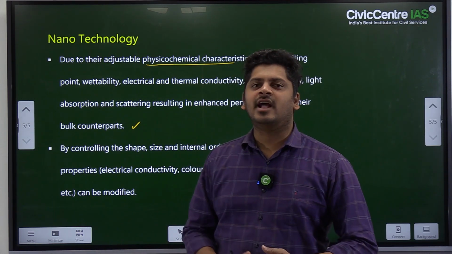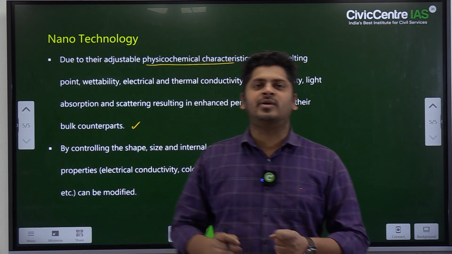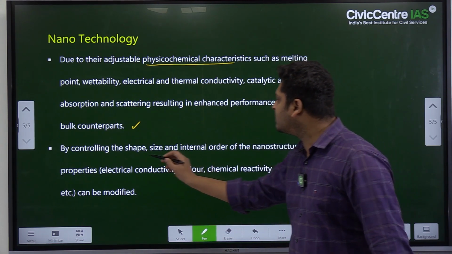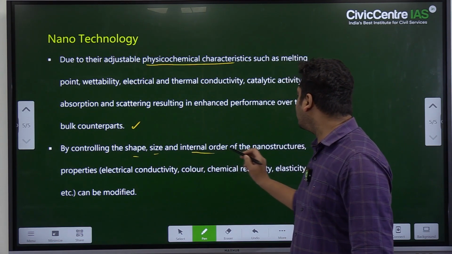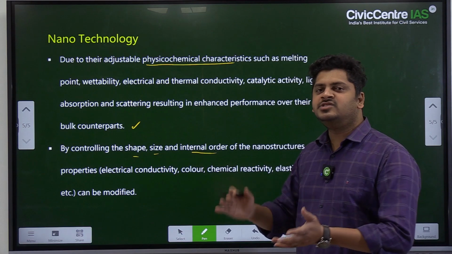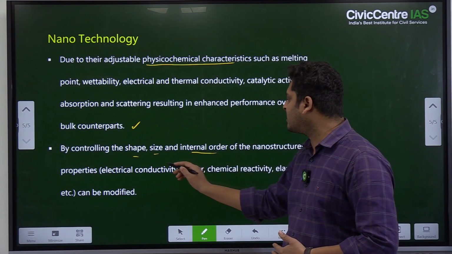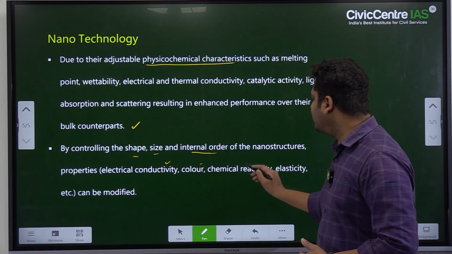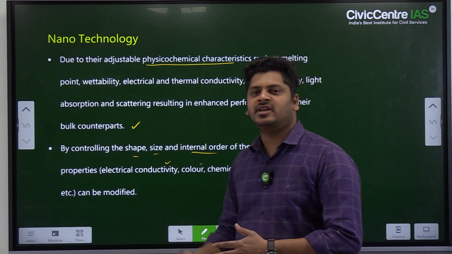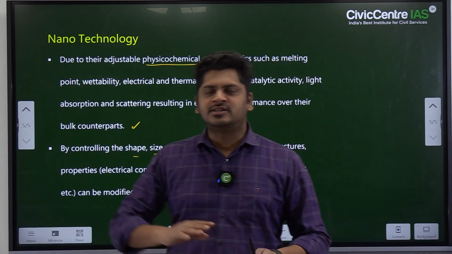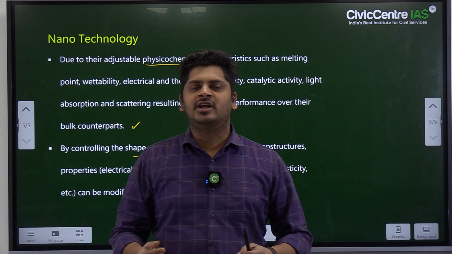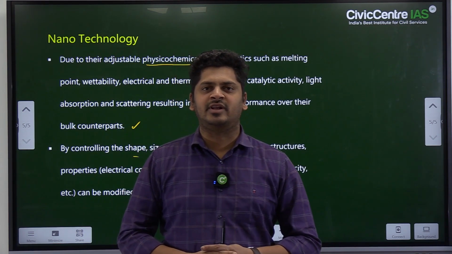Now, how are we getting these enhanced properties? We can change the properties of the materials just by controlling the shape, size, internal order of the nanostructures, and hence we are getting varied properties like the electrical conductivity, color, chemical reactivity, elasticity. All this can be modified just by changing the orientation or any other characteristic of the nanomaterials.